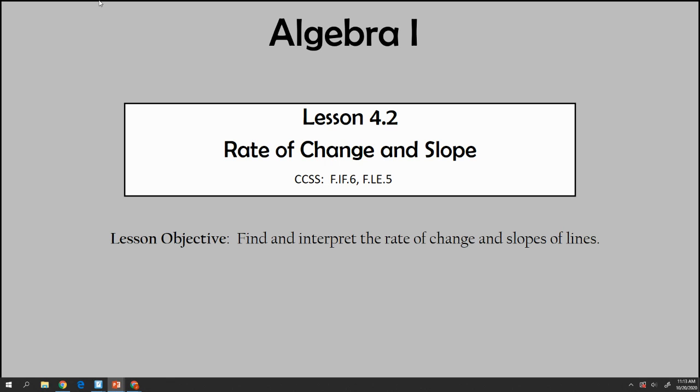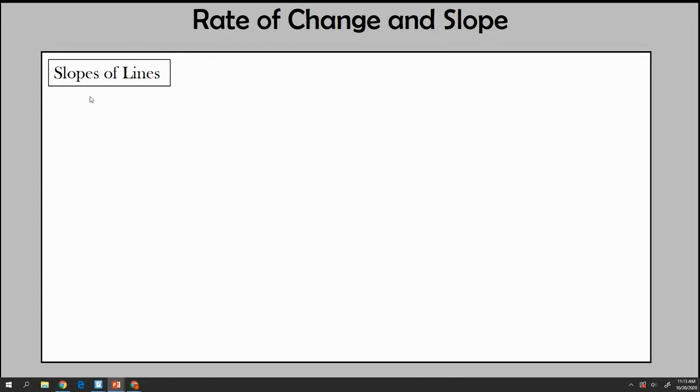All right, today we're going to start looking at lesson 4.2, which is on rate of change and slope. We're going to look at the fact that these two are very, very similar, if not the same concept, and how we're going to calculate slopes given a line or just given information about a line. So, first of all, the idea of slopes of lines.